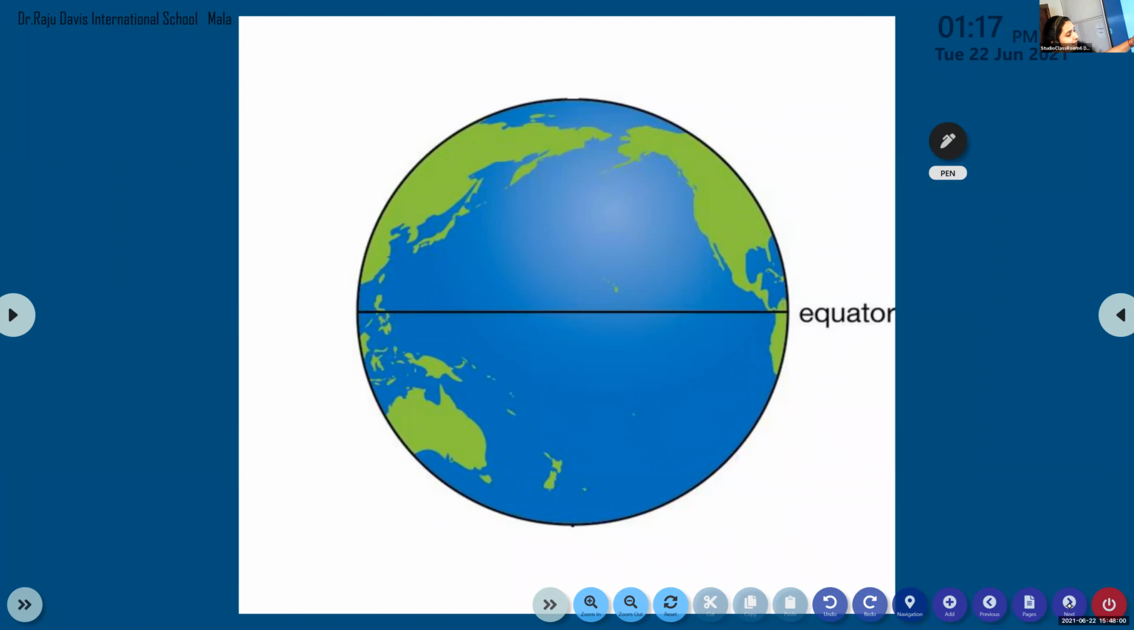Do you know an equator? It is an imaginary line drawn around the middle of a globe, and it divides it into two equal parts or hemispheres. This is the new word you are hearing: two equal parts or hemispheres. Can you repeat after me? Hemispheres.